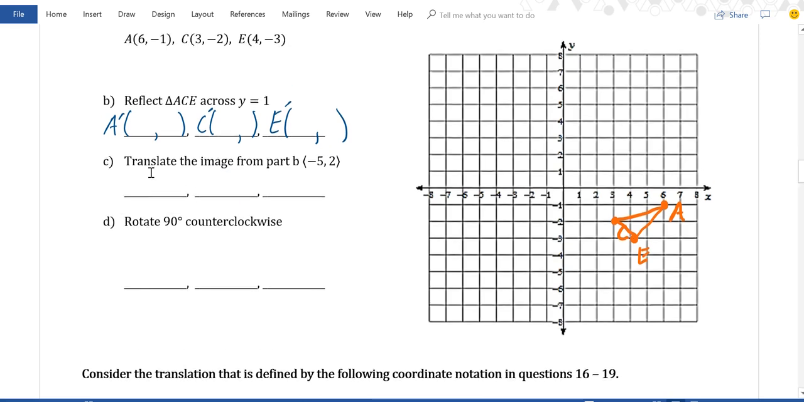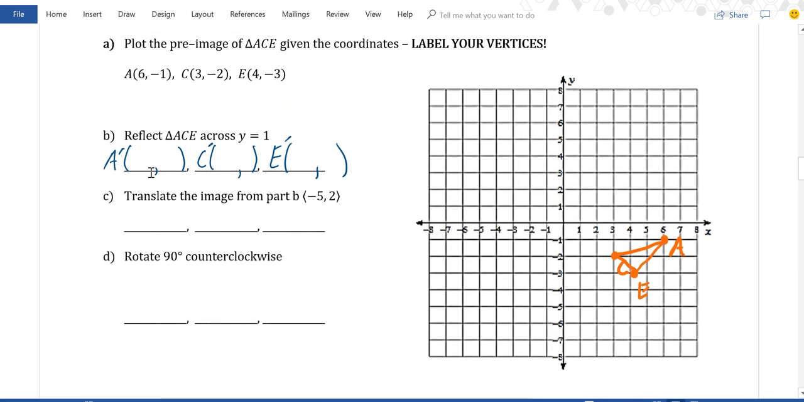Alright, so for our first one, reflect ACE across y is equal to 1. So y equals, again, that's a horizontal line, so we're going across this line. So when I go across it, A is 1, 2 below, so it's going to be A prime is 2 above. E is 1, 2, 3, 4 below, so it's now going to be 1, 2, 3, 4 above. C is 1, 2, 3 below, so 1, 2, 3 above. Again, we see I'm nicely marking those as my primes.